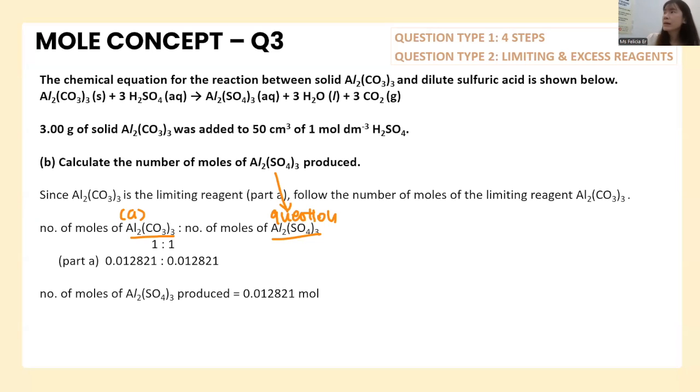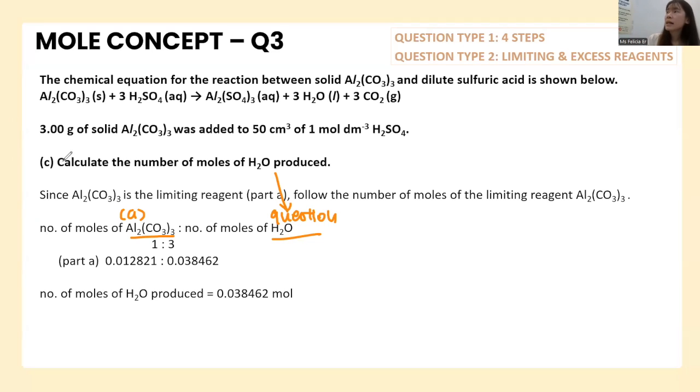Okay, then moving on to part C. Now, they ask you to calculate for something else instead. Instead of calculating for the aluminium sulfate, if I were to ask you to calculate the number of moles of water? Likewise, you always follow the limiting reagent's number of moles. That's why you use back the 0.0128. Then for water, because this is 1:3, this time around you need to times 3 to the value. So the answer would be 0.038462. This is also one of the answers in the revision kit, page 20 lah.